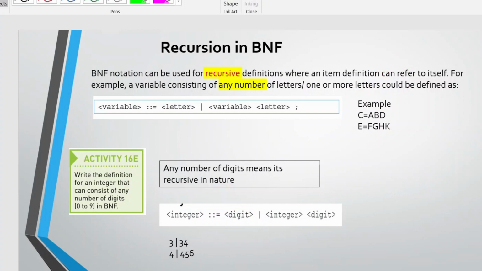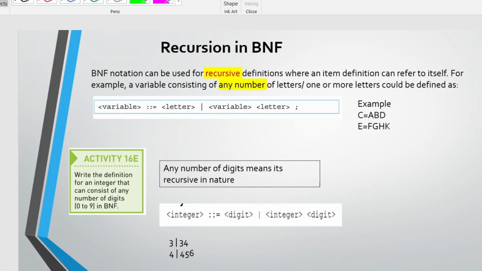Now see, BNF notation can be used for recursive definition, where an item being defined can refer to itself. For example, a variable consisting of any number of letters, or if you see a term like this, one or more letters. So variable is defined as a letter, a single letter, or more than one letter, or any number of letters. Why is this condition here? Because you want to stop the recursion also. At some stage you have to stop your activity.